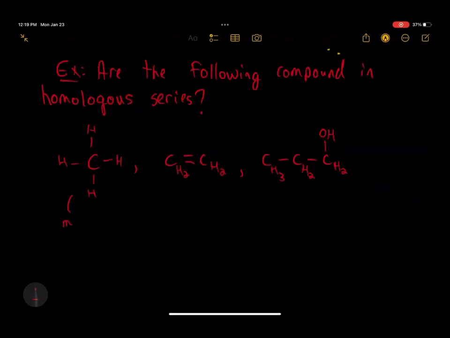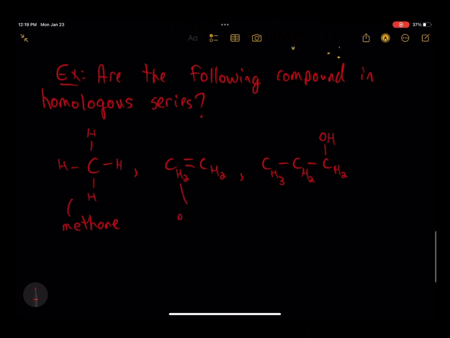And finally, let's look at the last example here, where it doesn't look like they share a common functional group. The first one is an alkane, one carbon makes it methane. The second one with the double bond is an alkene, so it's different than an alkane, and since it has two carbons, it's ethene. And then the last one is propan-1-ol, or it's an alcohol.